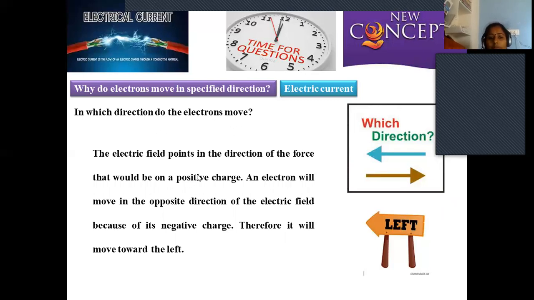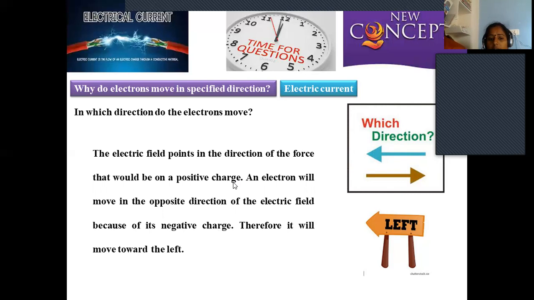In which direction do electrons move? The electric field points in the direction of force on a positive charge. An electron moves in the opposite direction of the electric field because of its negative charge. Therefore, it will move towards the left-hand side. The electric field points in the direction of force on a positive charge, because electricity is nothing but the flow of electrons.